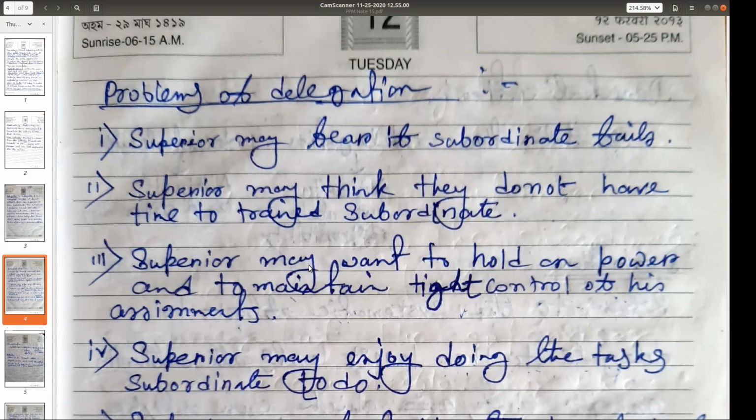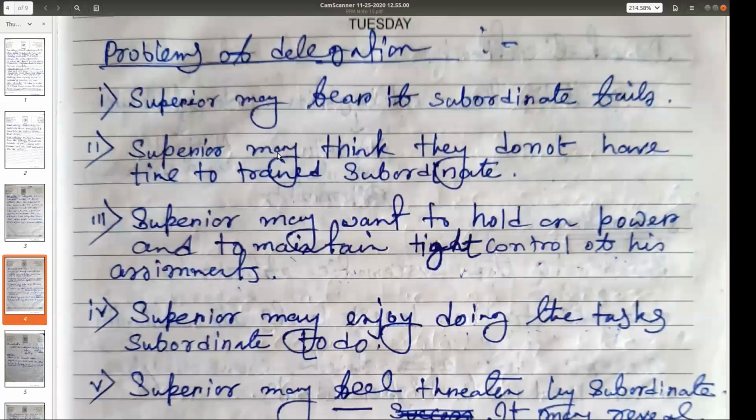The supervisor may fear the subordinate failing, because ultimately the responsibility will be on the supervisor if the things are delegated. Then the superior may think they don't have time to train the subordinate. Then the superior may want to hold power and maintain tight control of the assignment, so it will be difficult to delegate properly. Next, the superior may enjoy doing the task the subordinate is meant to do. Delegation is needed, but as the superior enjoys the task, they don't want to delegate it. Sometimes it happens.